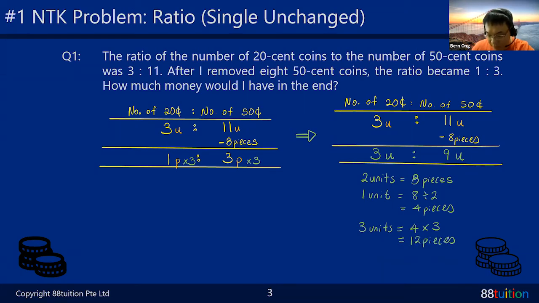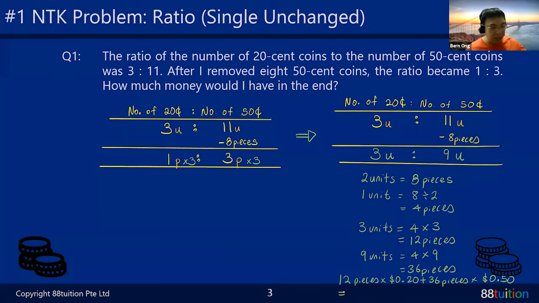3 units means 12 pieces. 9 units means 4 times 9, which is equal to 36 pieces. But be careful, the value of the 20 cent and the 50 cent is different. All right, thank you, Jovia. You can hear, I can hear. Oh, Kayan, you can hear now, very good. So 3 units means 12 pieces of what? So 12 pieces of 20 cent coin times 0.20, plus 36 pieces of 50 cent coin, 0.50. That is the total value that you have at the end of the day.